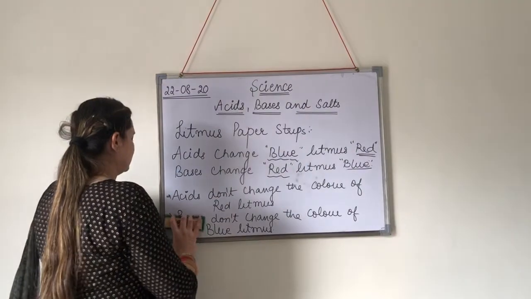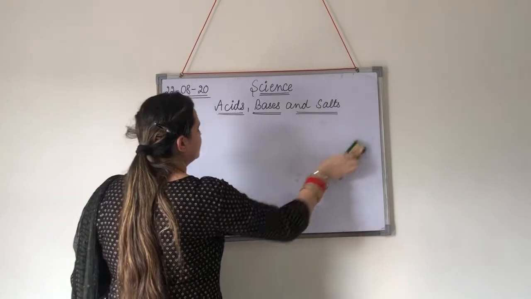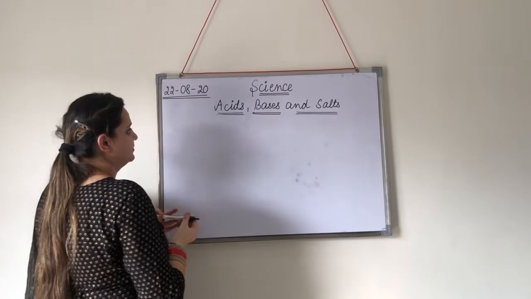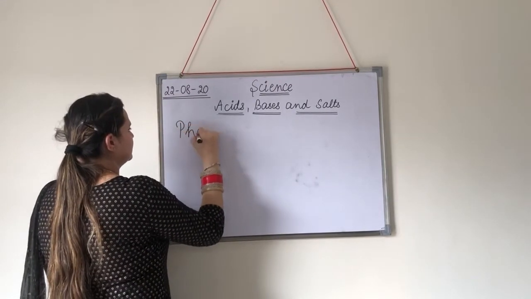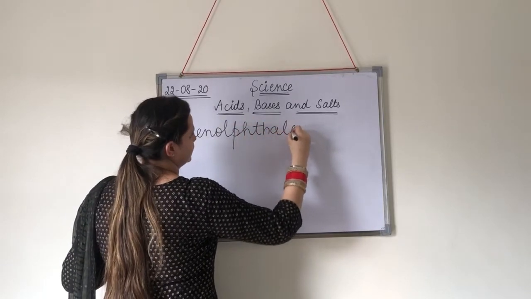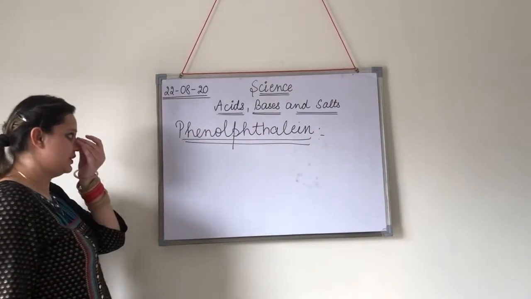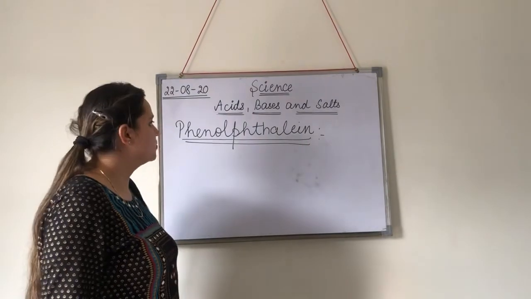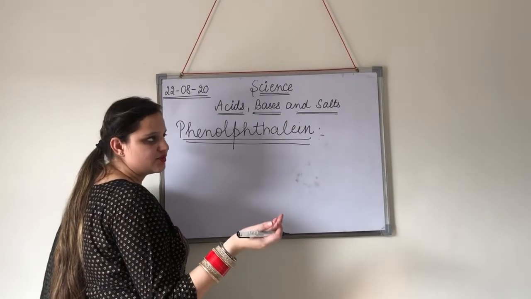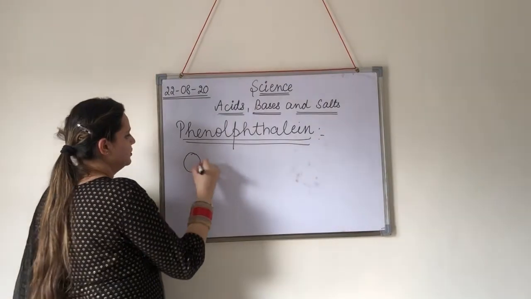So let's start with the next indicator now, because we are done with our litmus paper. Now there is another indicator, that is phenolphthalein. You must write its spelling very clearly: phenolphthalein. So what is this indicator? Like the other indicators we discussed, which were natural indicators, this indicator is not a natural indicator. This can be prepared in the lab.